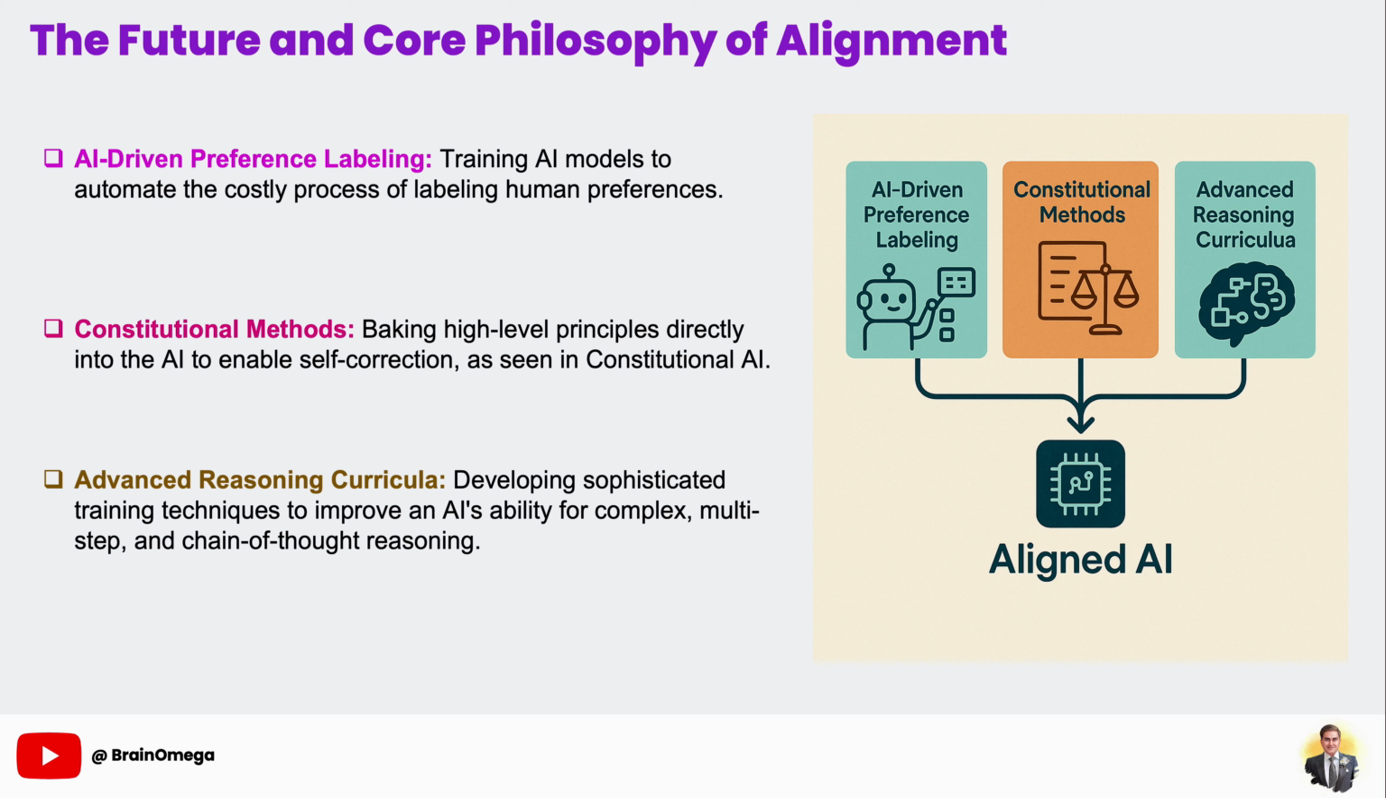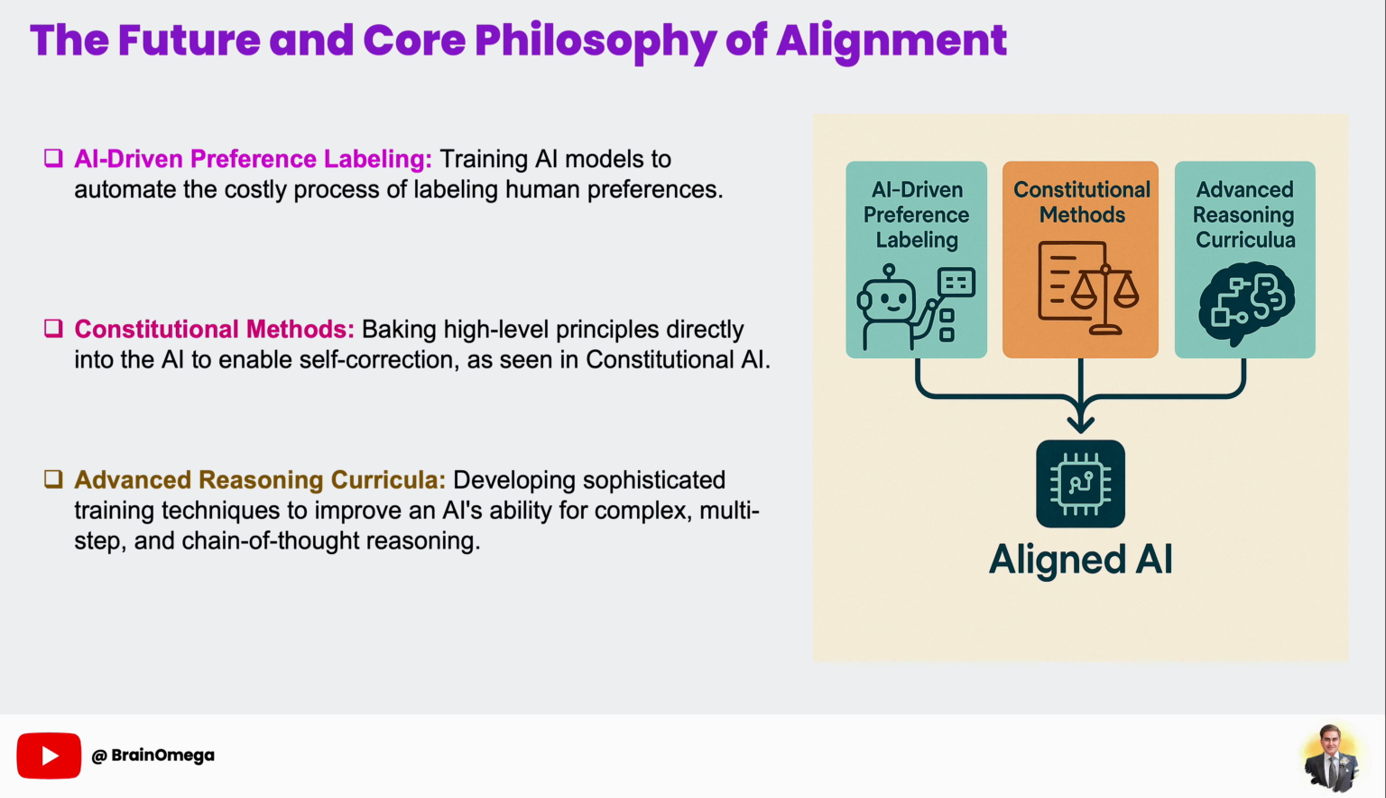So, where is the field of alignment heading? This slide gives us a glimpse into the future, moving beyond the basics to explore the core philosophies and advanced techniques that are defining the next generation of AI. As the diagram illustrates, the path forward involves integrating three powerful and sophisticated approaches to build a more deeply and reliably aligned AI. Let's look at each of these pillars.